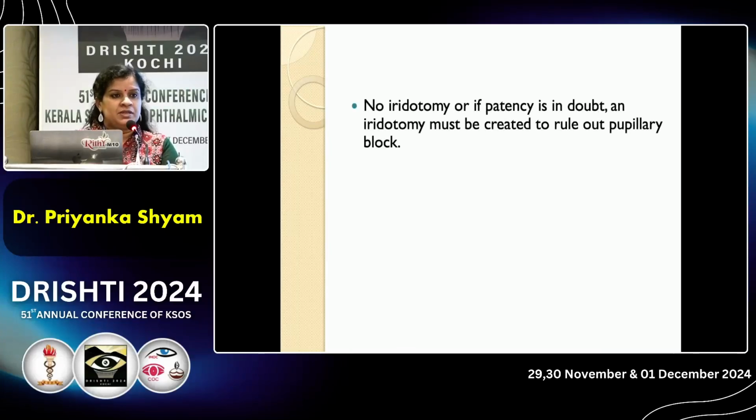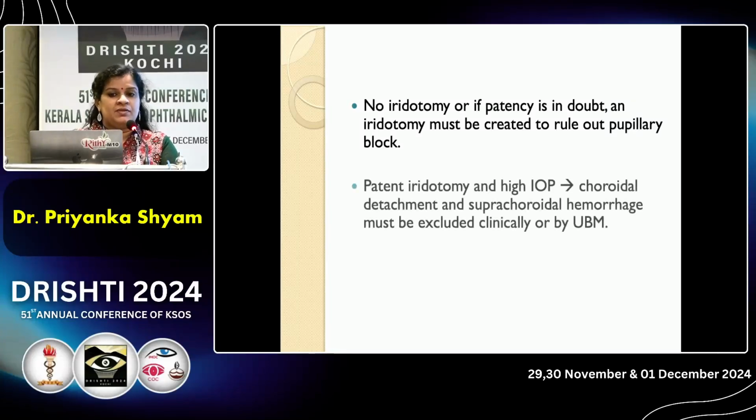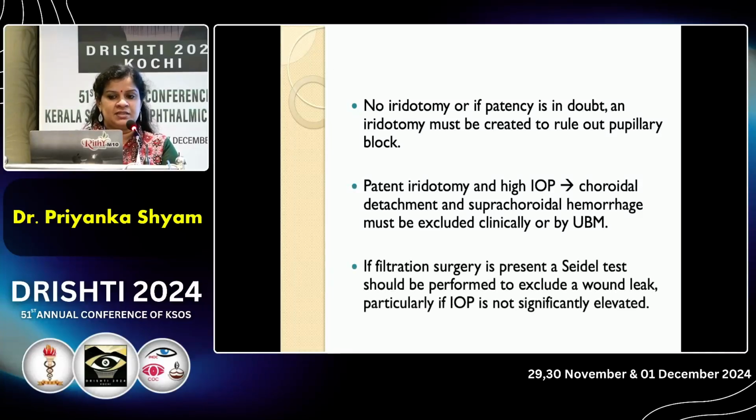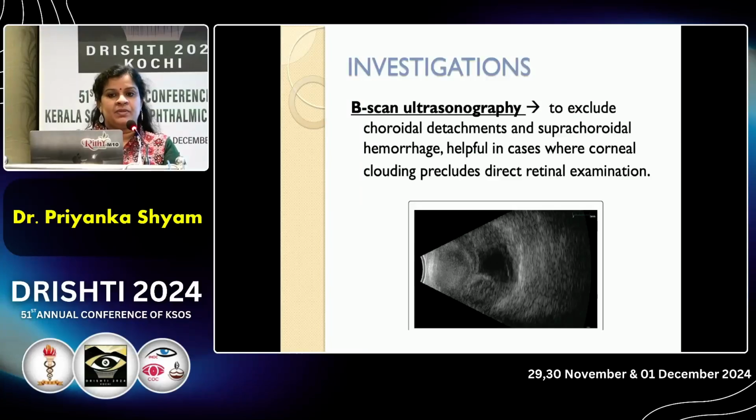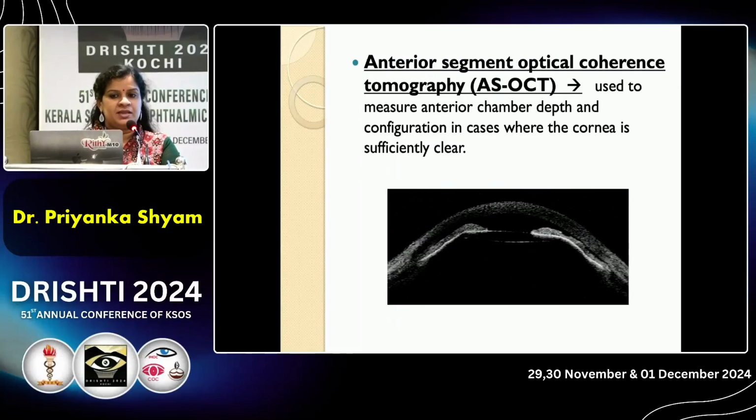The points to notice: if there is no iridotomy or if patency is in doubt, an iridotomy must be created to rule out pupillary block. If there is a patent iridotomy and a high IOP, then UBM should be done to rule out choroidal detachment and suprachoroidal hemorrhage. If filtration surgery is present, a seidel test should be performed to exclude a wound leak, particularly if IOP is not significantly elevated. So, investigations: B scan is done to rule out choroidal detachments and suprachoroidal hemorrhages. UBM as well as ASOCT also helps in the diagnosis of malignant glaucoma.